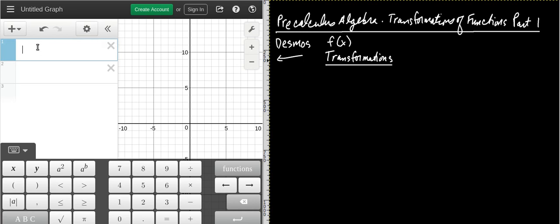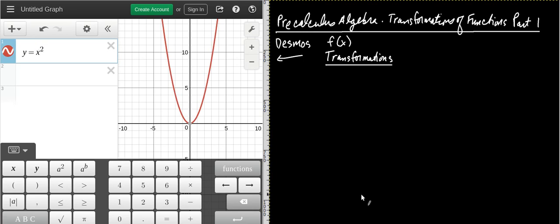So let's start off with a function y equals x squared. In Desmos, we just type that right in, and we get a nice parabola, y equals x squared. Now what would happen if we take this function x squared and we simply add 2 to it? Let's check it out. So y equals x squared plus 2.